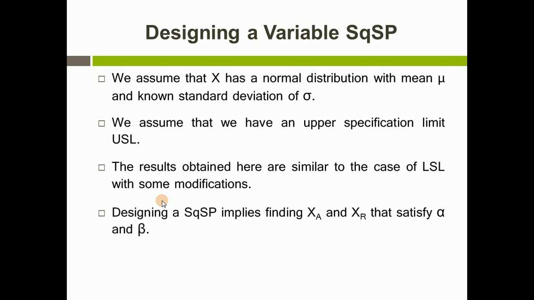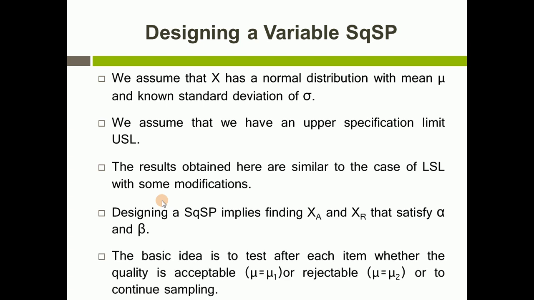And recall that when we need to design a sequential sampling plan, this implies finding the XA and XR, which represent the acceptable limit and the rejectable limit that satisfy a certain alpha and beta, producer risk and consumer risk. The basic idea here is that after each item that we inspect, we will test whether the quality is acceptable, or the quality is rejectable, or we need to continue sampling in order to be able to take a decision.